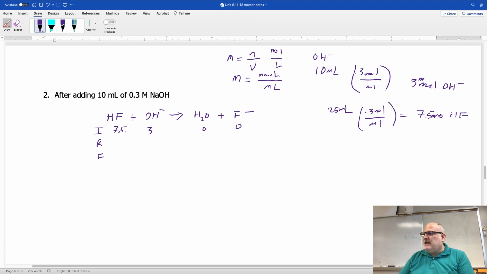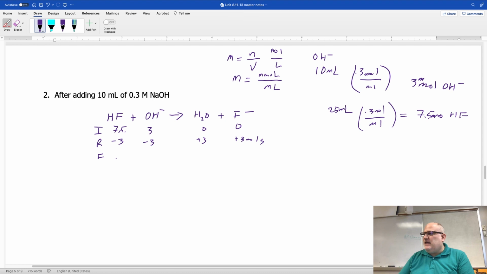Now what we know is this reacts in a 1-to-1 ratio. So they're going to completely attack each other and use each other up. So this big dog, we're going to use all of it up. So we're going to lose 3 here, and we're going to lose 3 here. Now, because this is a 1-to-1 ratio, what that means also is we're going to gain 3 here, and we're going to gain 3 millimoles here.